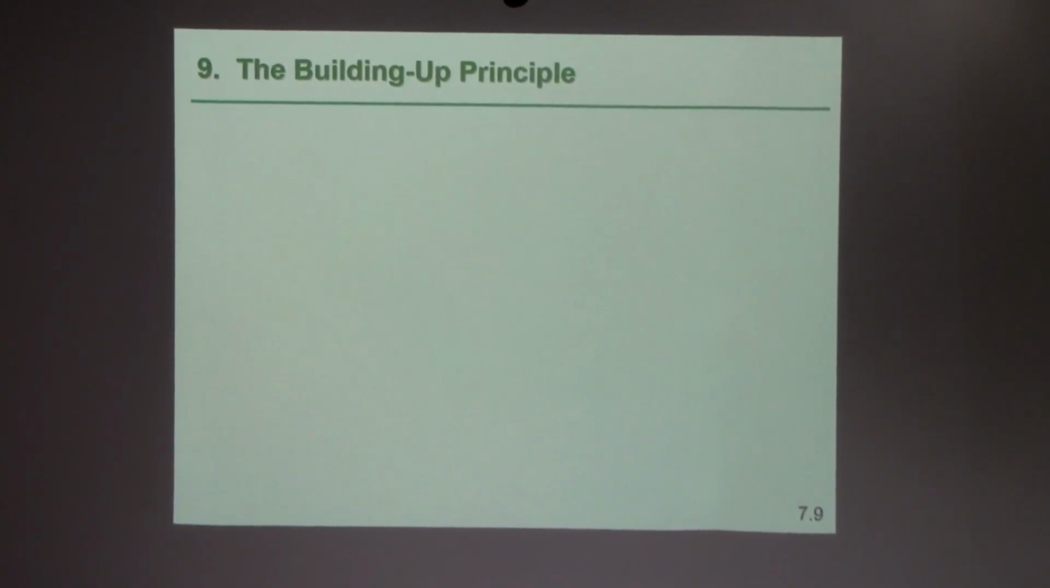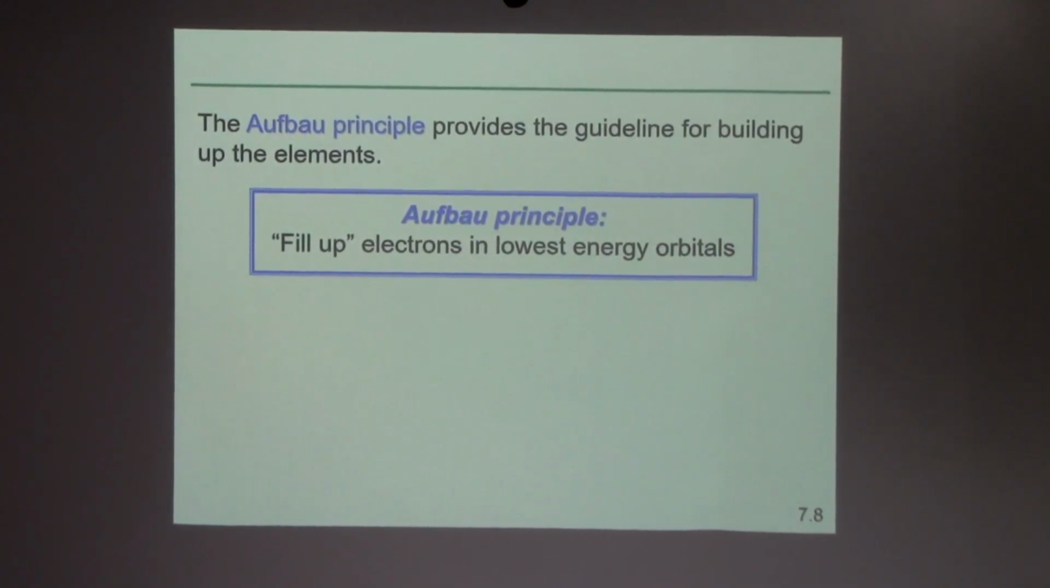So let's take a look at the building up principle, or the Aufbau principle. What does it state? It states that when you are filling up electrons, you need to fill up electrons in the lowest energy orbitals first. In other words, you don't fill up 2p before you fill up 1s and 2s.